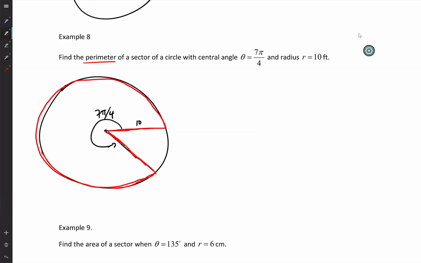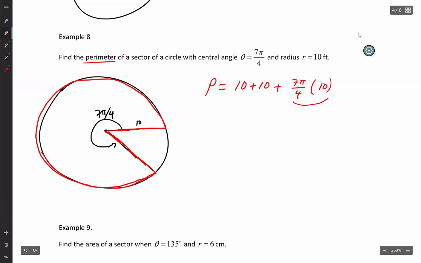If I want to know what the perimeter is, I'm going to create my equation here. Perimeter is the radius added twice, 10 plus 10. Does everyone see where I got those numbers from? Yes. Plus the arc length. The arc length is going to be 7 pi over 4 times 10. For good notes, that right there is your arc length, and that was your radius, and that again is another radius. And there it is. That's my perimeter.